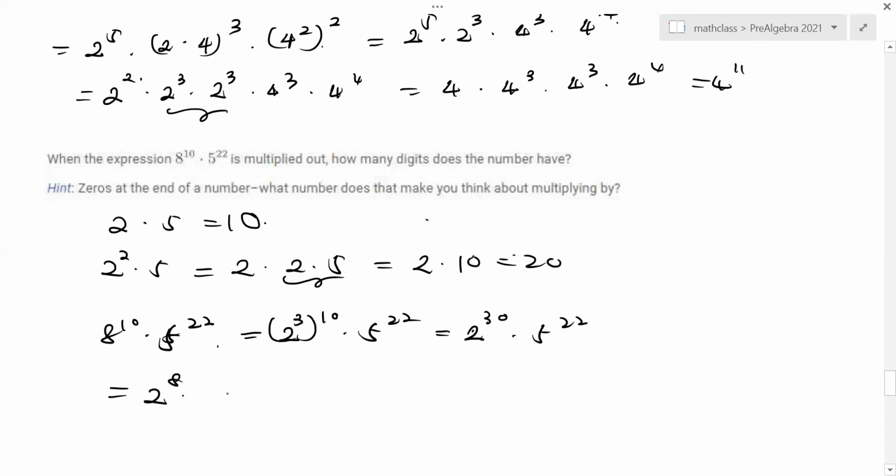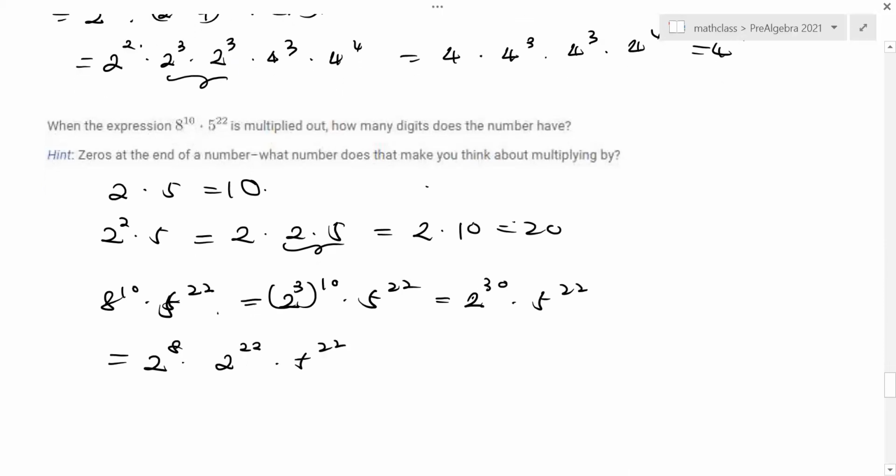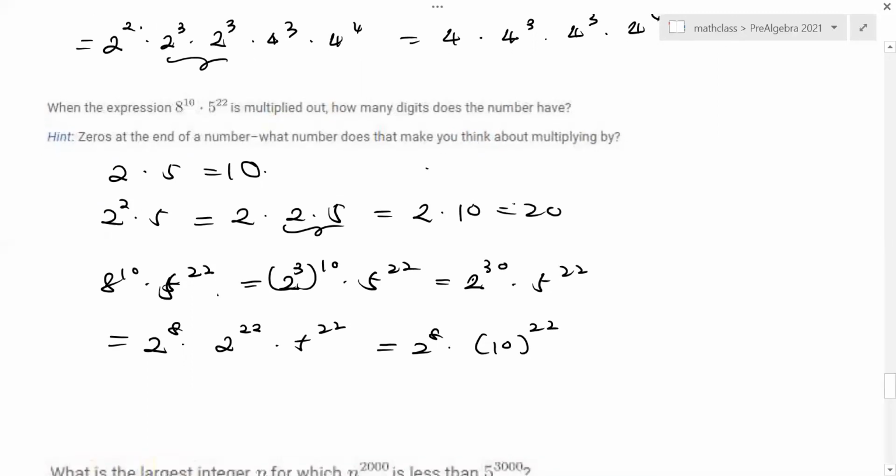So it's 2 to the 22 times 5 to the 22, right? And 2 times 5 is 10, so 10 to the 22. So you're going to get 22 zeros at the end. And the number of digits is determined by 2 to the 8th power. So 2 to the 8th is going to be 4 to the 4th power.